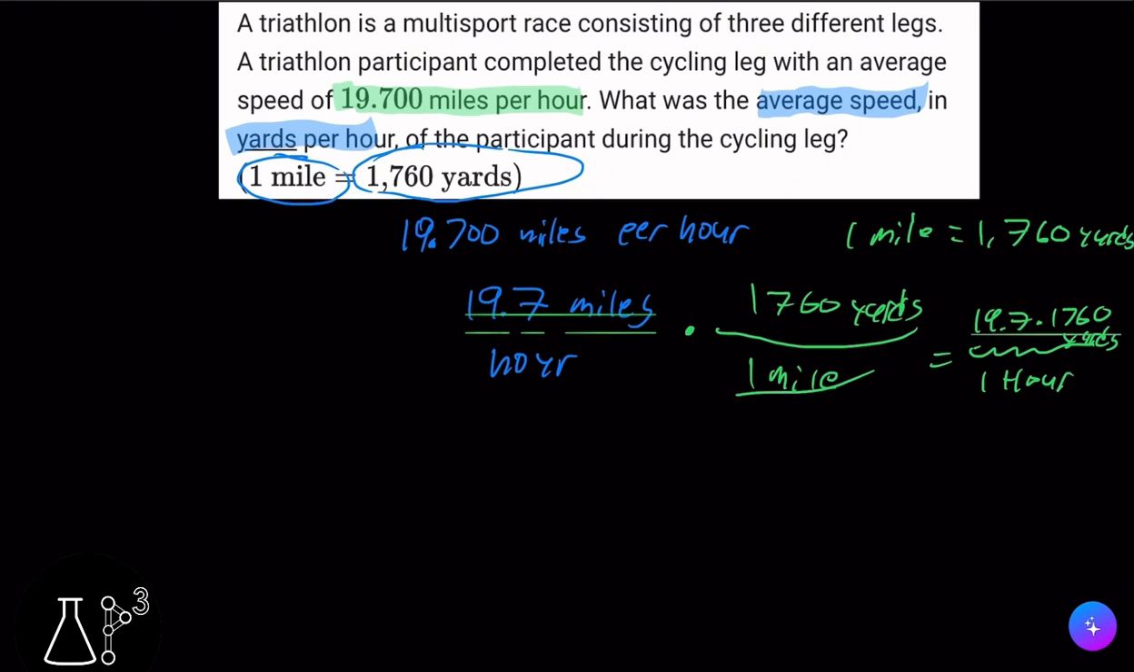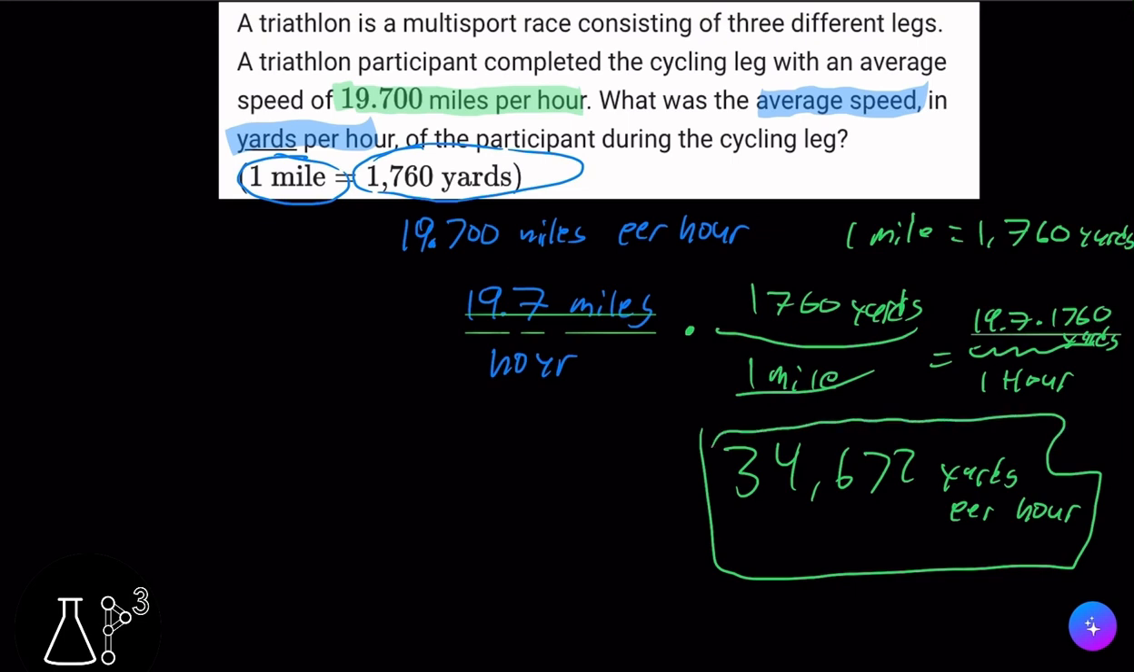So if I multiply 19.7 times 1,760, you should get, if you plug into a calculator, 34,672 yards per hour. And they're asking how much did the participant during the cycling leg average in yards per hour. That would be, again, 34,672 yards per hour. All I did was convert the miles into yards, and that's why I got the answer.